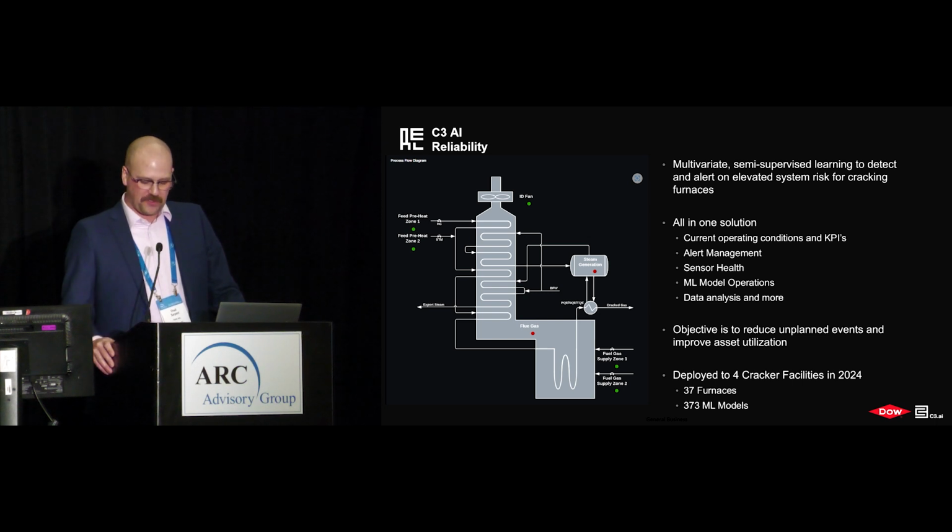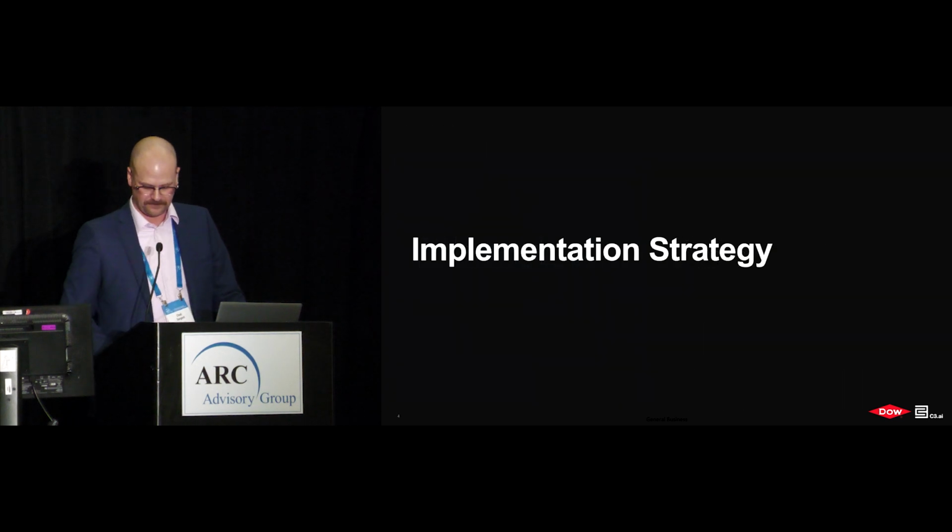So far, we've deployed to 4 crackers in the US Gulf Coast. In terms of asset counts, that equates to 37 furnaces and, give or take a few, 373 machine learning models in total. So how are we doing it?